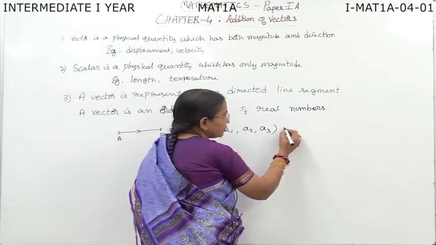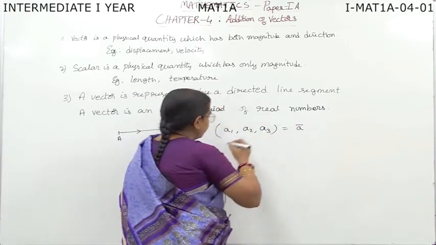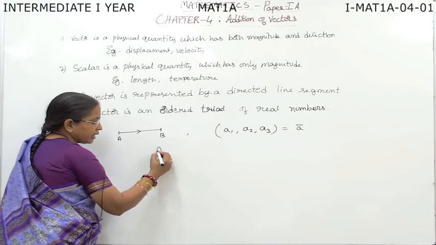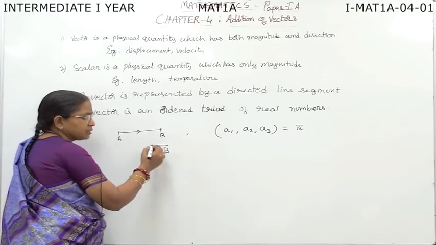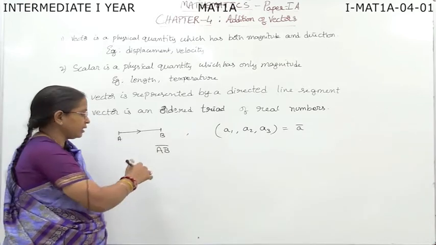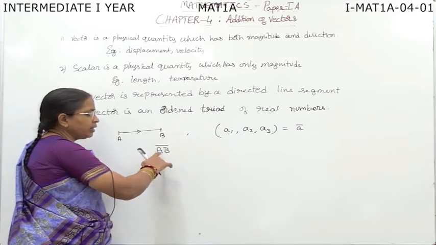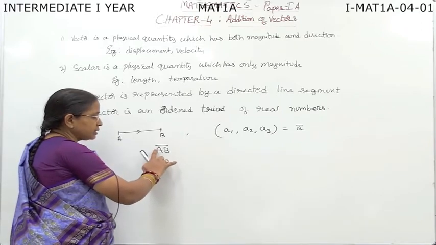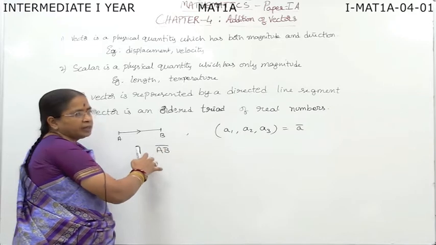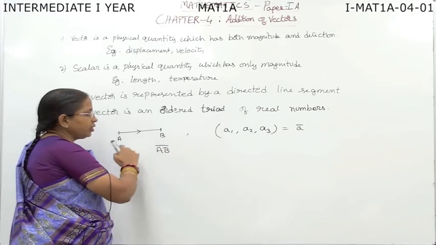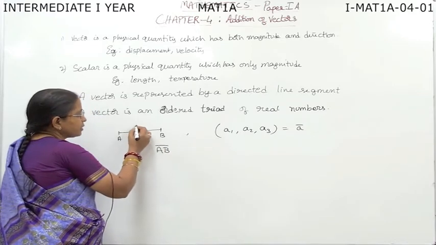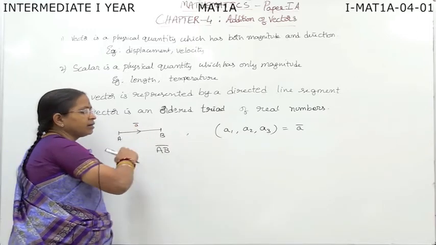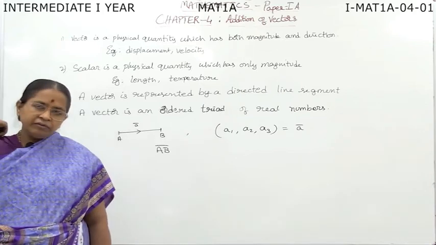Okay, we also denote this by a bar. The notation is like this. We write AB like this. This is the notation for vector. A denotes the initial point and B denotes the terminal point. So when you are writing AB, it means that the direction is from A to B. We also denote this by small letter a, a bar. Always we write bar to denote that it is a vector.